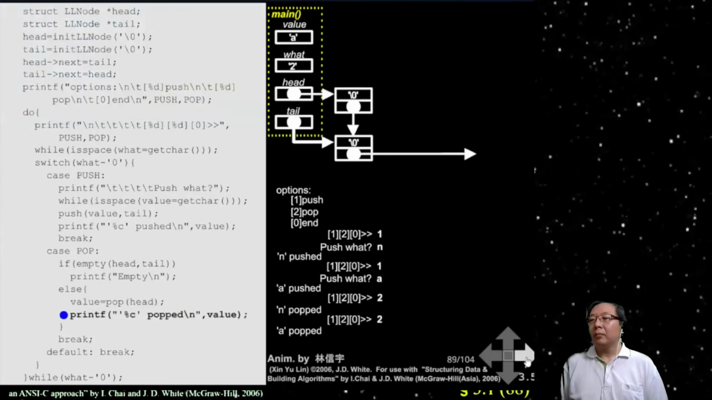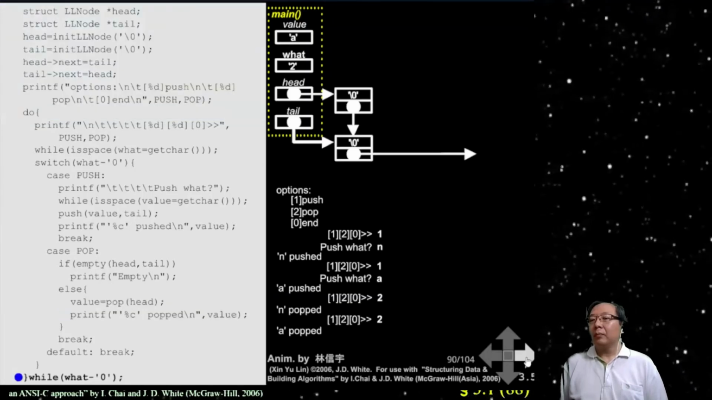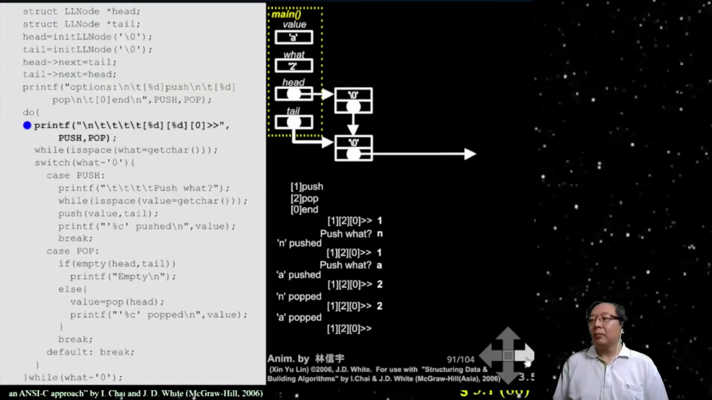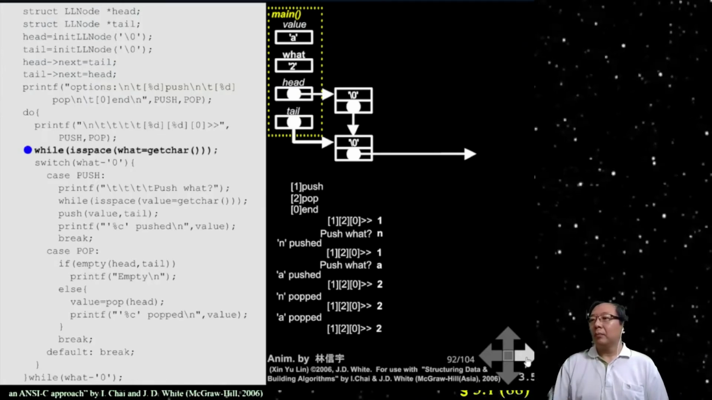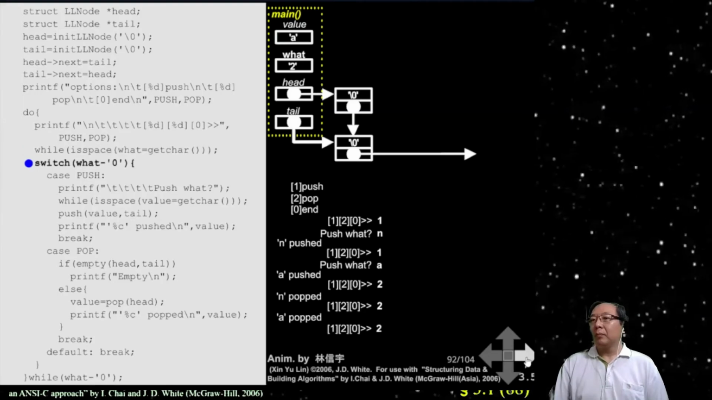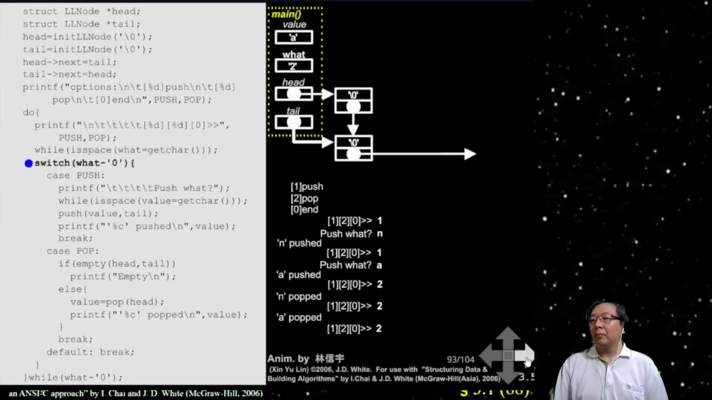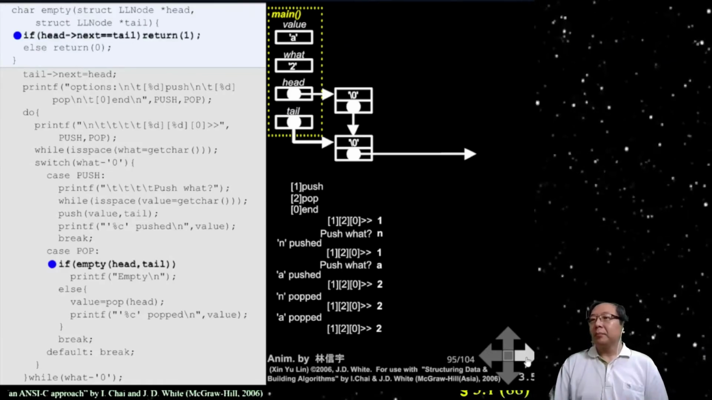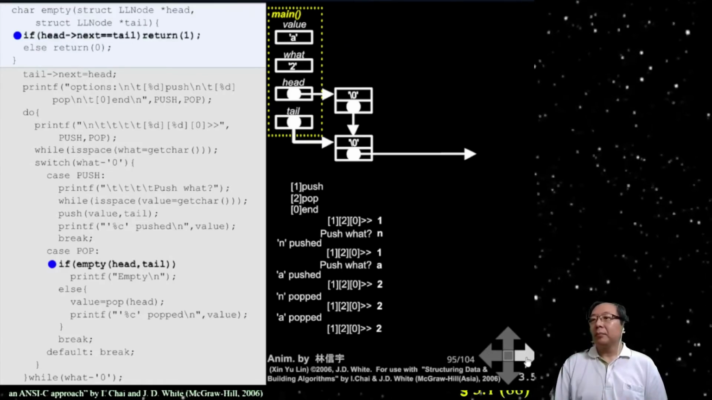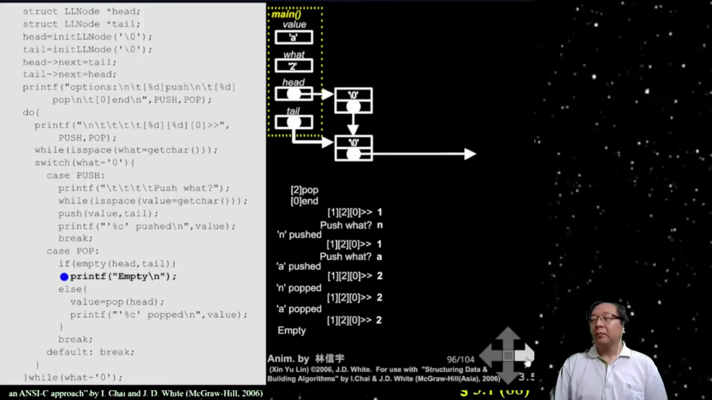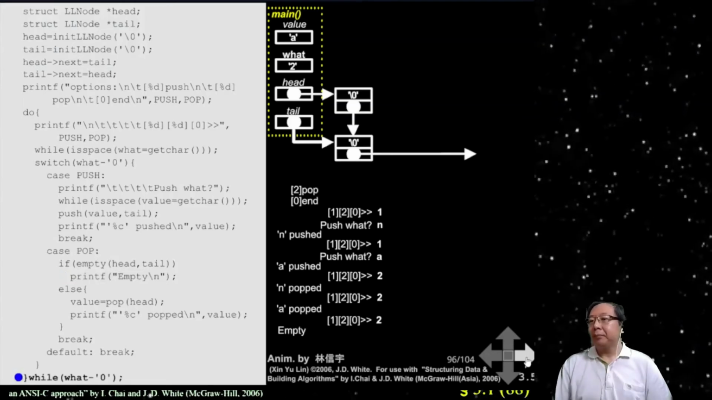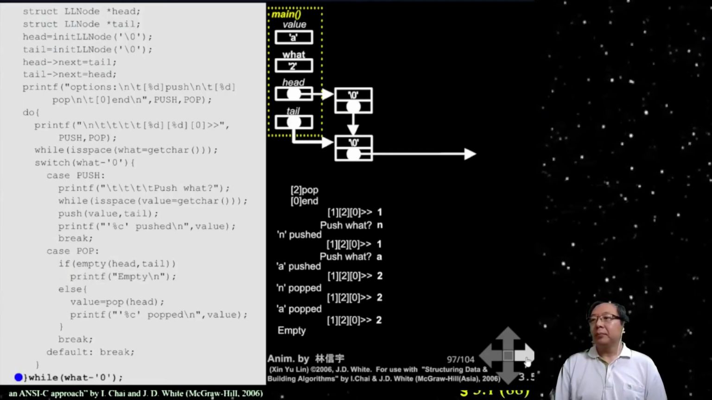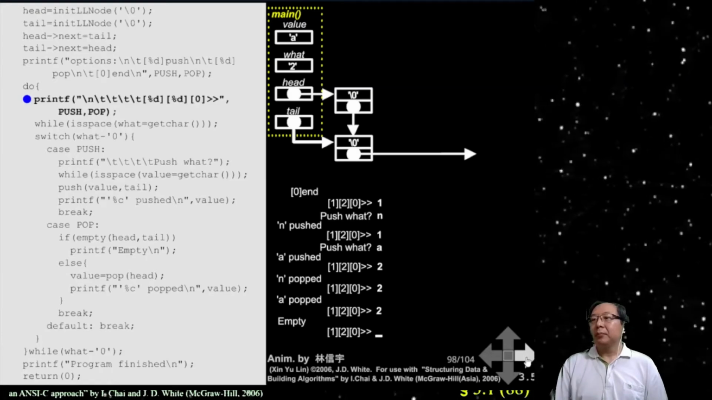Main prints the popped value. Then since the user hasn't typed 0 yet, it repeats the loop. The user types 2, which means pop or dequeue. So it checks if the queue is empty. And since the head's next pointer is pointing straight at the tail, it is empty. So it prints empty. Since the user hasn't typed 0, it loops again.